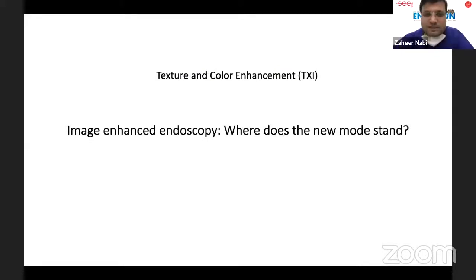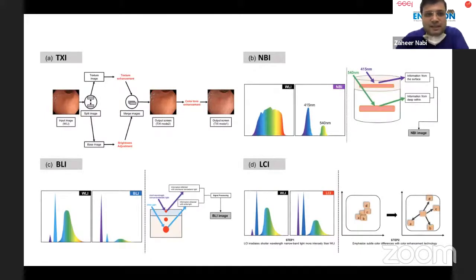So many image enhancing modes, Dr. Raj, and now we have several image enhanced endoscopy modes. So TXI, what I understand, is an add-on to the image enhanced modalities which we are using, like NBI, BLI, and LCI. It enhances our understanding of the lesion when we are seeing it with white light. So can we say that this improves lesion detection, lesion characterization, and demarcation of the borders as compared to conventional white light?